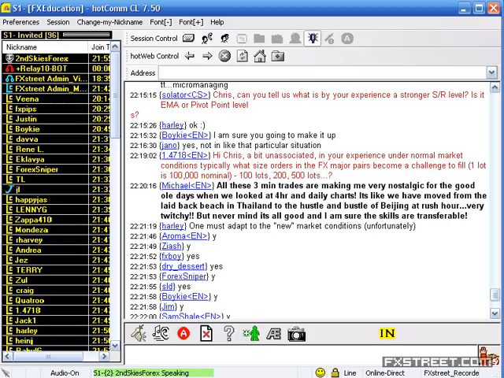Chris, can you tell us what is, by your experience, a stronger support and resistance level? Is it an EMA? Is it a pivot point level? This is a great question. It's a very excellent question, Solator.